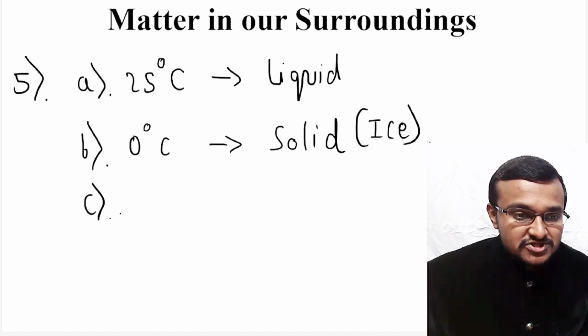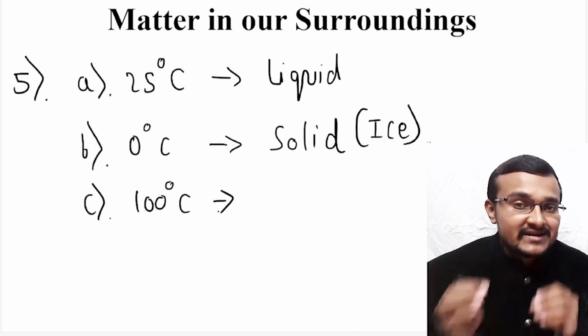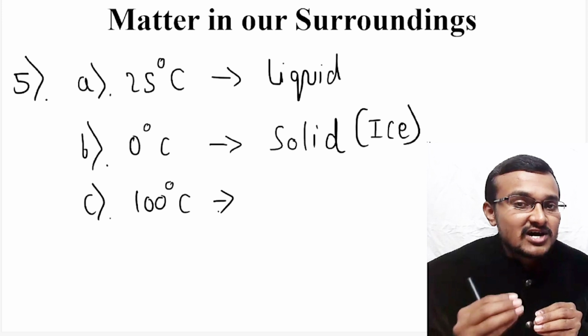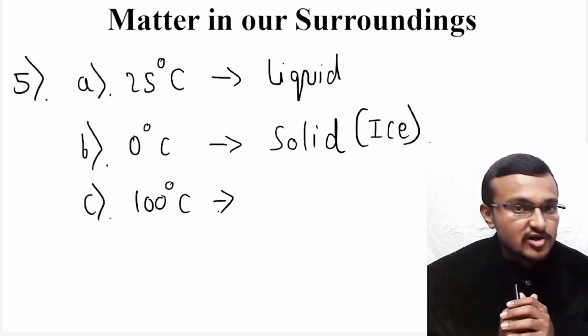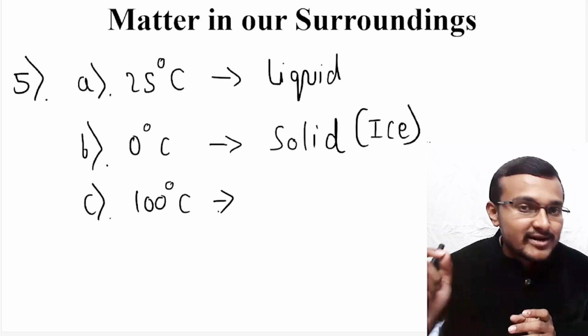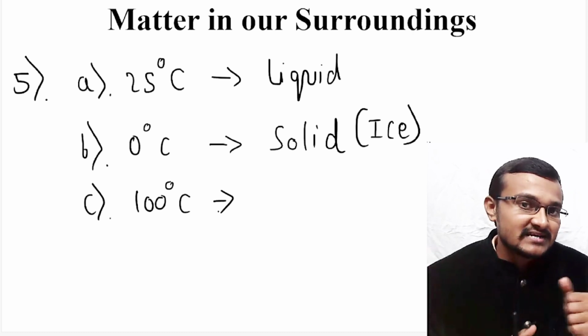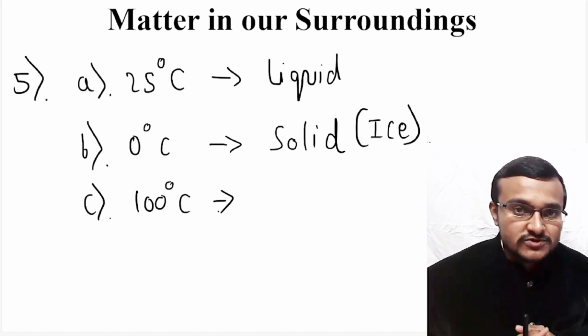And coming to the C question in this fifth question, they have given 100 degrees Celsius. At 100 degrees Celsius, water starts evaporating. That means 100 degrees Celsius is the boiling point of water, and 0 degrees Celsius is the melting point of water. Melting point and boiling point I have also explained in the previous videos related to matter in our surroundings, so you can refer to those videos.